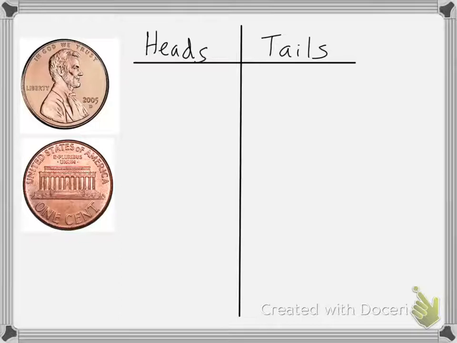And if you notice, a penny has a heads and a tails. We call it heads because the head, of course, has a head on it, and the tails is the other side. So let's say I took my penny and I flip it.